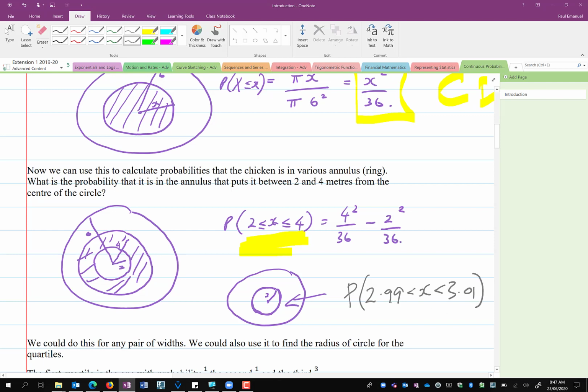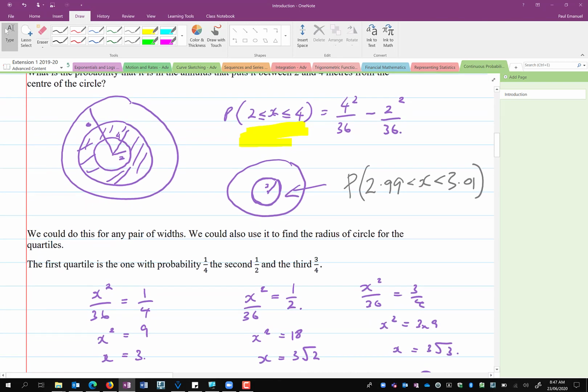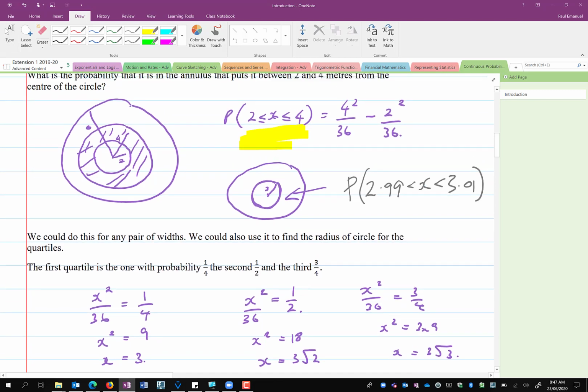So you're greater than 2 meters and 99 centimeters and less than 3 meters and 1 centimeter. Well, given that my ruler is only accurate to 1 centimeter, that's basically the same as saying you're equal to 3. And that has a probability that you could calculate. I also talk about this later.